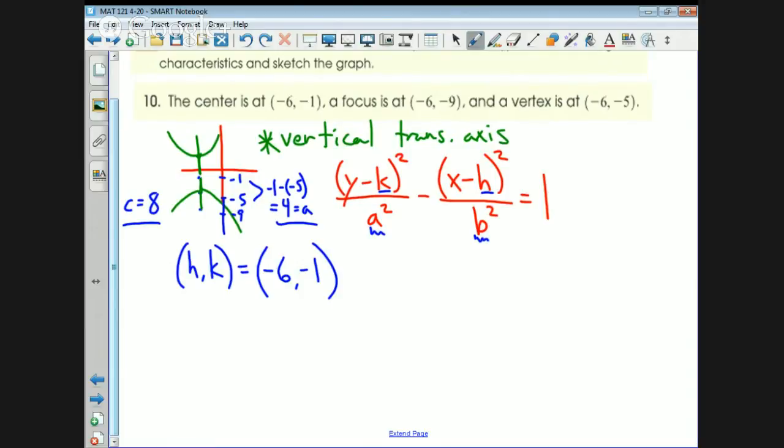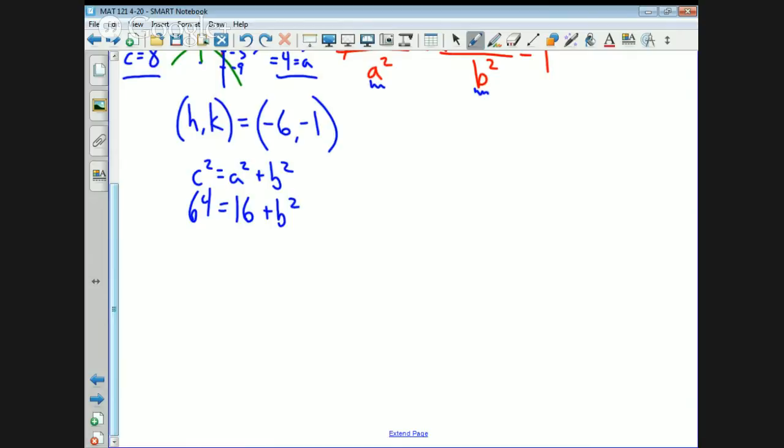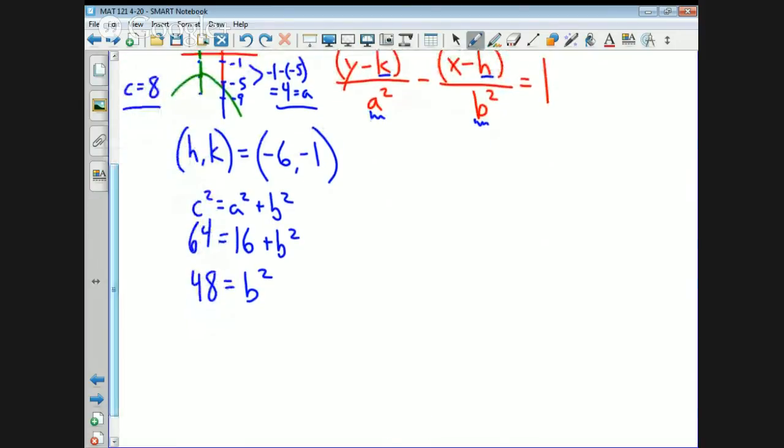So I got c is 8, a is 4. And I can go ahead and square those. So I'll have c squared equals a squared plus b squared, or 64 equals 16 plus b squared. 64 minus 16 is going to be 48, and that'll equal b squared, which I don't need to go down to b until I sketch it. But right now I can just leave it as it is. I got b squared, that's what I need for the formula. So I can go ahead and create the equation in standard form by just plugging in the center, this a value that I found from the given information, and then this b squared value that I found by using the known relationship between a, b, and c in a hyperbola.